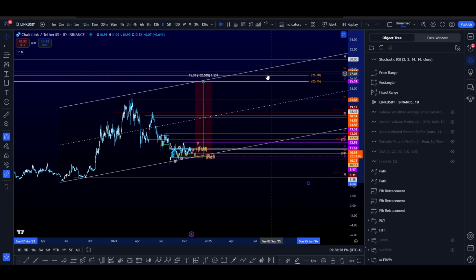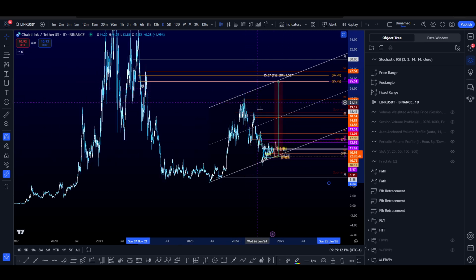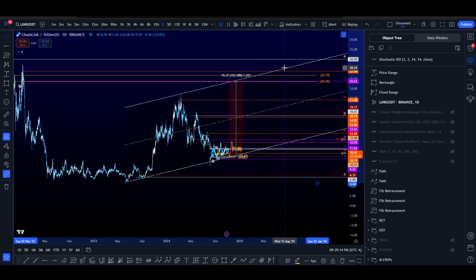Daily, golden pocket, weekly, top of the channel. So we have a lot of time for one of these levels to hit into the top of the channel, also creating another short entry, right? And we'll see when that is. Maybe that's towards the end of next year. Maybe Chainlink doesn't make another all-time high. It just tops out at around $28. Who knows? But we'll see how this price action goes over the next few months.